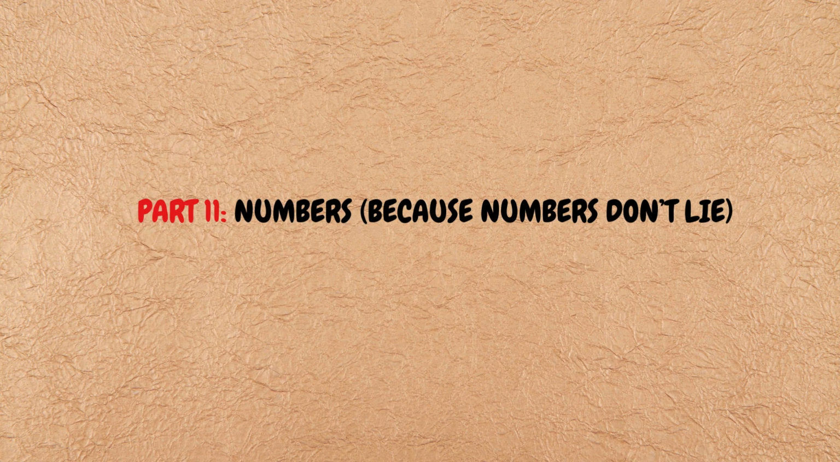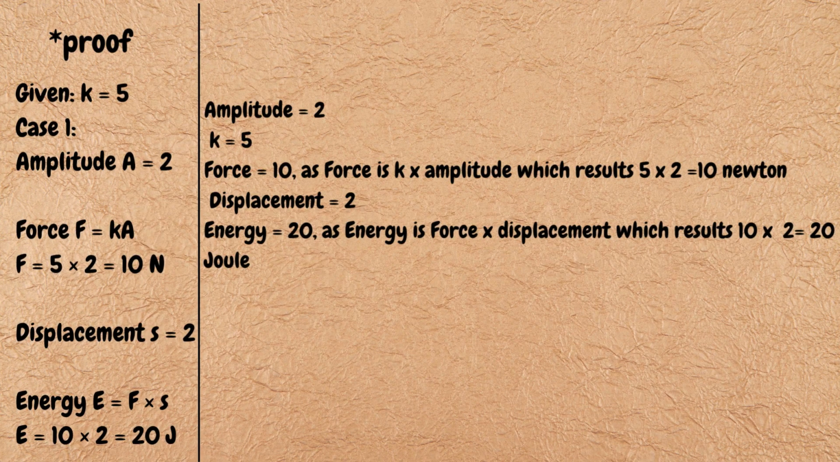Part 11. Numbers, because numbers don't lie. Amplitude equals 2, K equals 5. Force equals 10 newton, as force is K into amplitude, which results in 5 into 2 equals 10. Displacement equals 2. Energy equals 20, as energy is force into displacement, which results in 10 into 2 equals 20 joules.